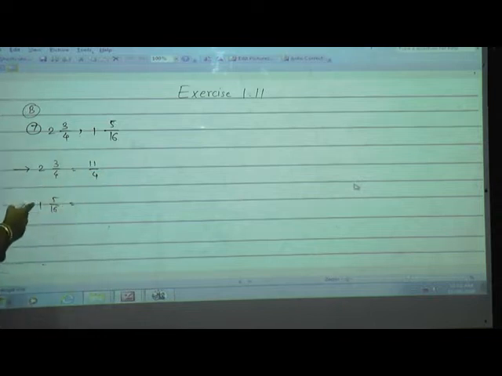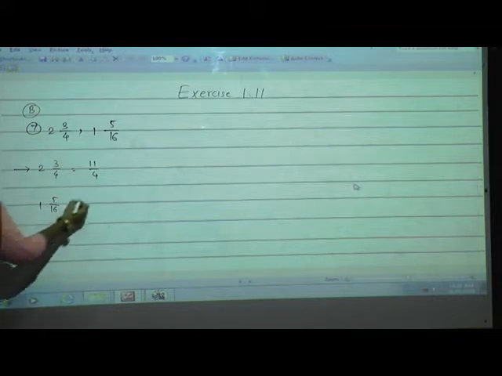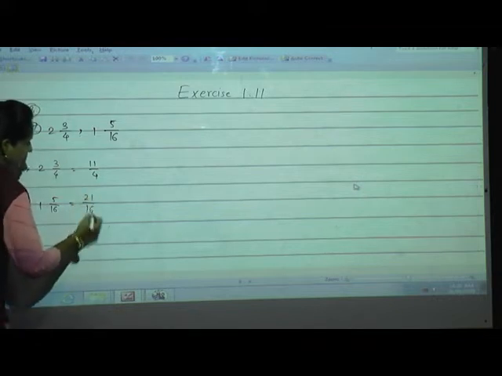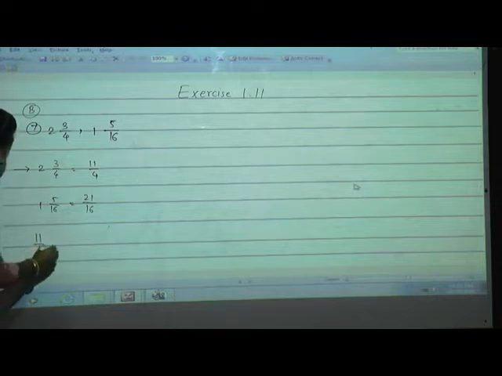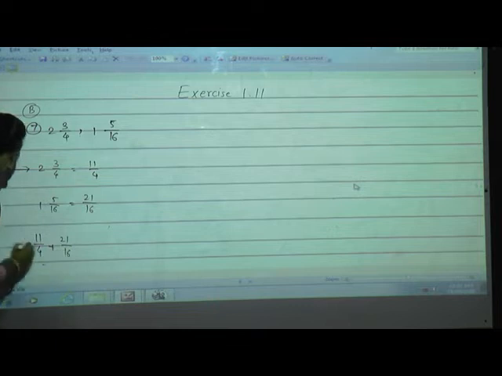Now see, 16 ones are 16. 16 plus 5? 21. 21 upon 16. Isn't it? Now what we have, two fractions with denominators 4 and 16. Now both the denominators are different, isn't it? So we cannot add. See, we have to add both the numbers, 11 upon 4 plus 21 upon 16. But both the denominators are different.